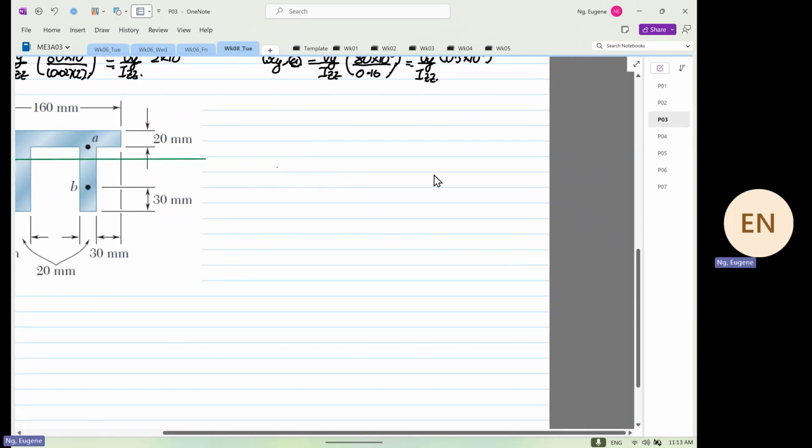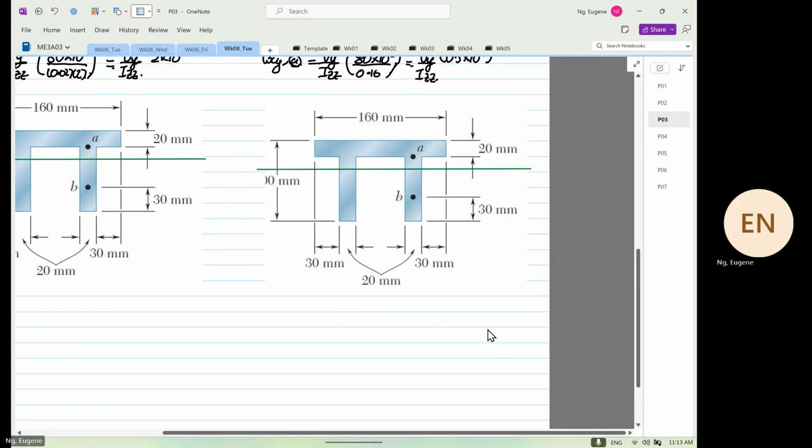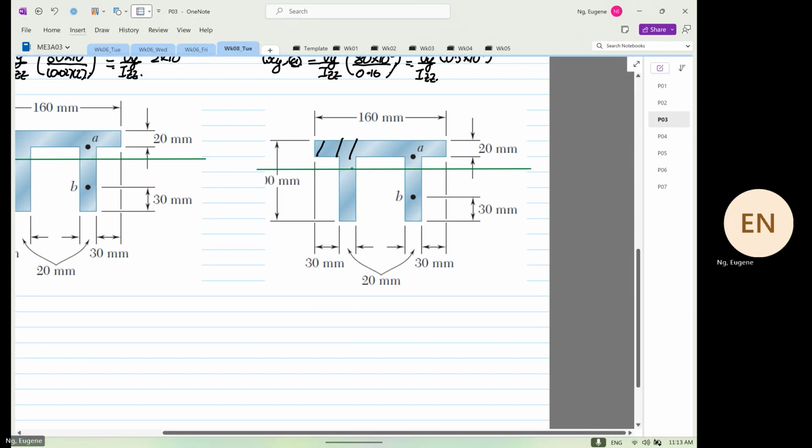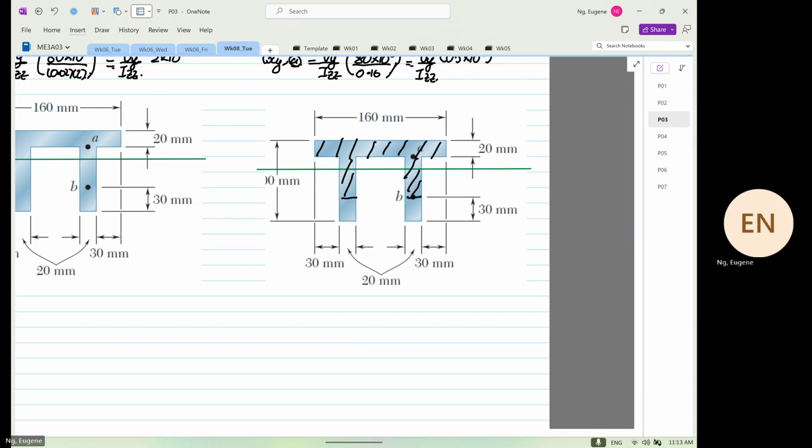Now, if we want to calculate this, do we take this as our first moment of area? If you look at the rules, what did the rules say? The first moment of area cannot cross the center. Yes or no? So this one is wrong.